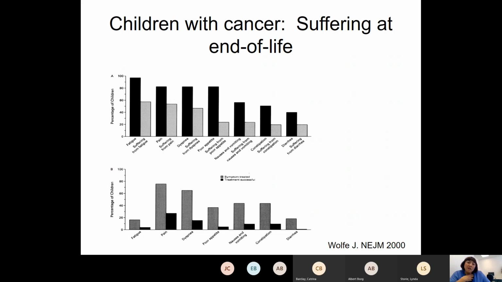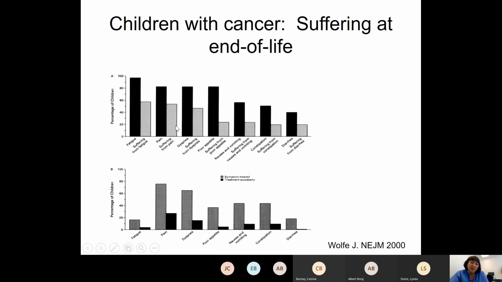So how relevant is this to our practice? So this is a slide from a paper 20 years ago now by Joanne Wolfe, who is a professor of pediatric palliative medicine in Boston, and she conducted this study before becoming a palliative medicine consultant. She was an oncologist, pediatric oncologist. And she wanted to look at what are the symptoms that people experience.